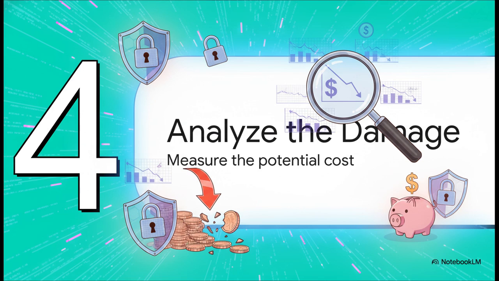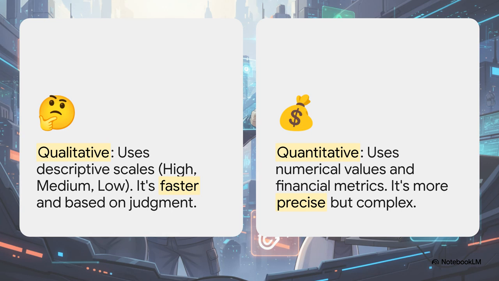This is where we move past just making lists of scary things and start to measure what they could actually cost the business in real money. Now, there are 2 main ways to go about this. The first is qualitative analysis. Think of this like a quick gut check. You use simple labels like high, medium, and low. It's fast, and it's based on expert opinion.